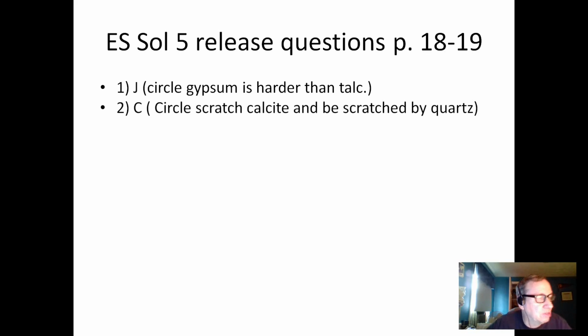Number 3, which of the following properties refers to the powdered color resulting from rubbing a mineral against a harder surface? The answer is J, the streak. And that was our first lab that we did with color, streak, and luster. Number 4, which of the following minerals when in the form of sand can be used to manufacture glass? And the answer, of course, is quartz. Quartz shares many of the properties I mentioned in class that you can melt quartz down to get glass.